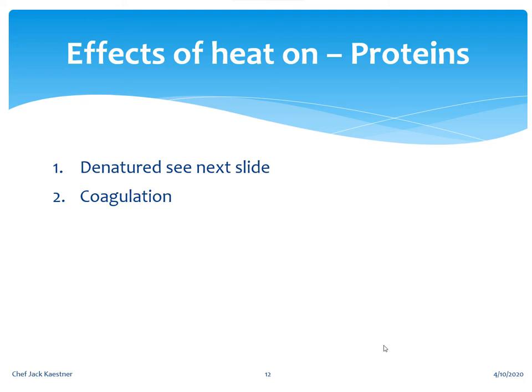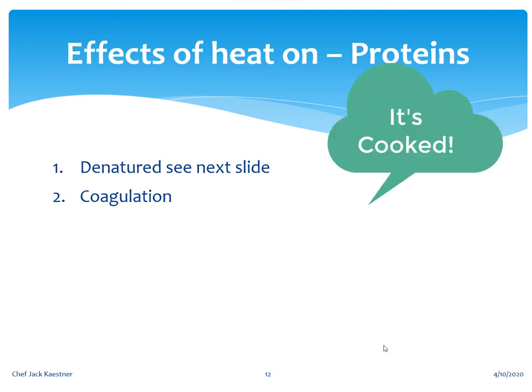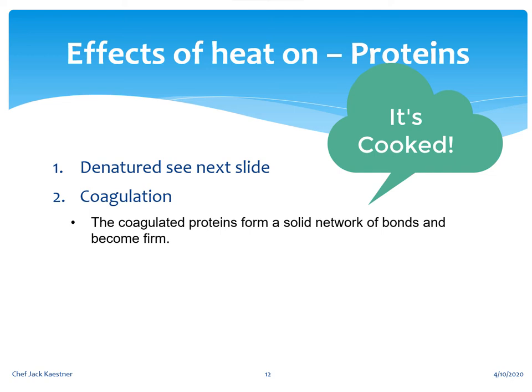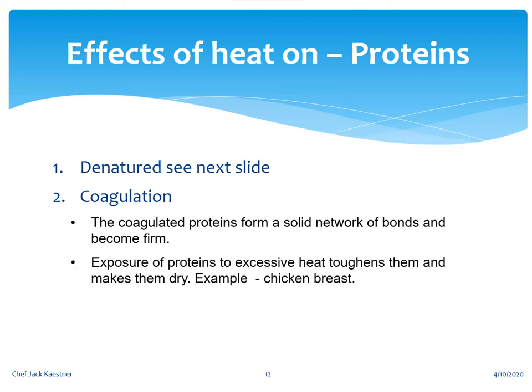Effects of heat on proteins. It's called denaturing. Normally in a kitchen we don't call it denatured, but really it's just cooking. Coagulation. The proteins form a solid network of bonds. And again, this is where the sciencey part is. Then really coagulation, think of an egg or chicken breast, as it coagulates, as it cooks, it will firm up.